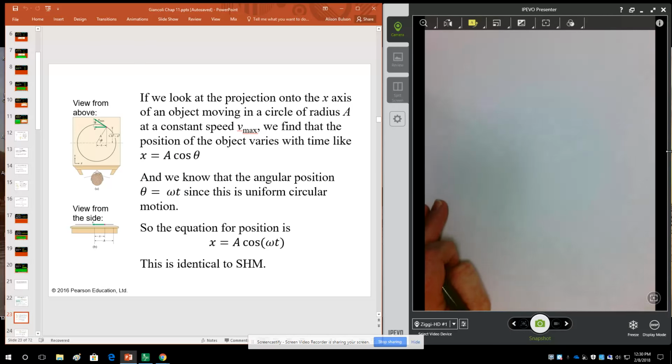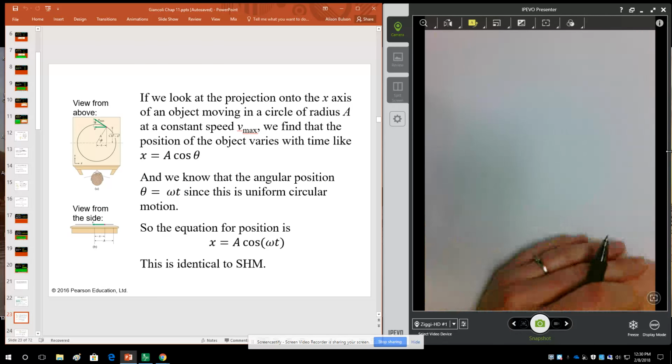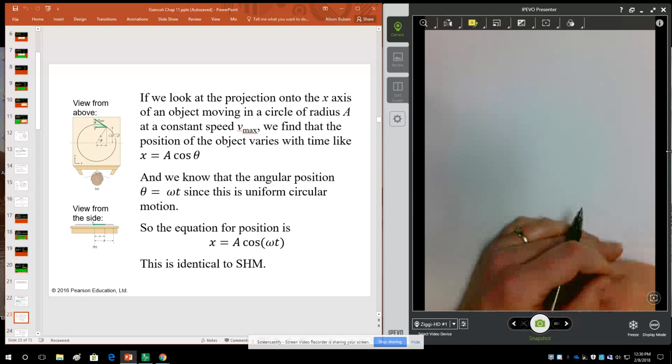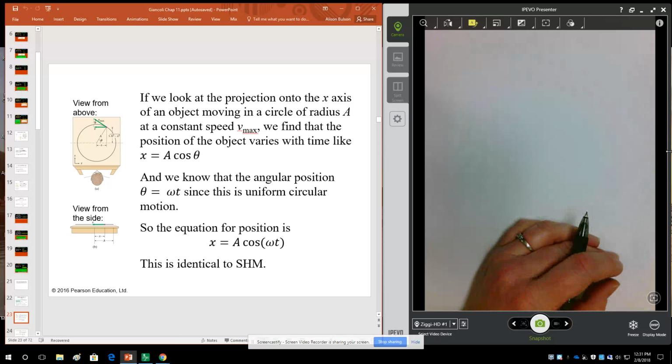And that will be how we determine the frequency and period of our oscillation. So it turns out, if we look at the projection onto the x-axis of an object moving in a circle of radius a at constant speed v max, we find that the position of the object varies with time. So this is looking at a view from above in the top picture of what's actually happening. But what we're plotting is not the view from above, we're plotting the view from the side.